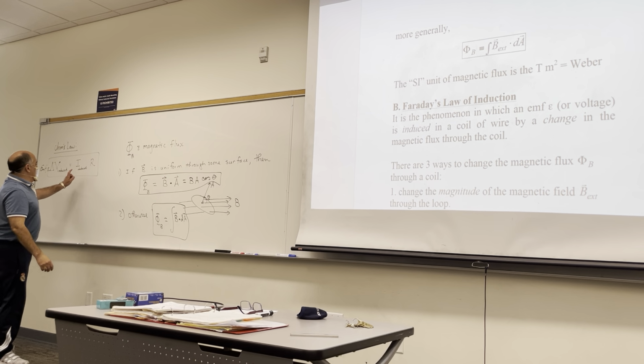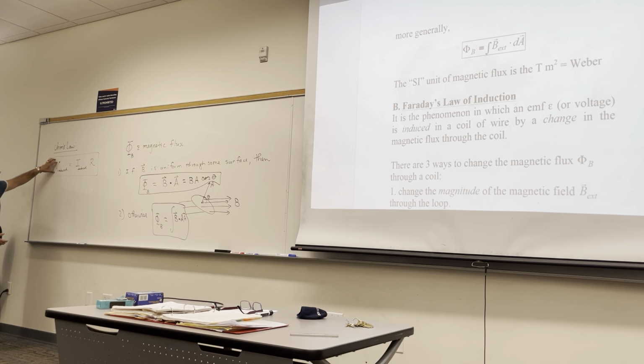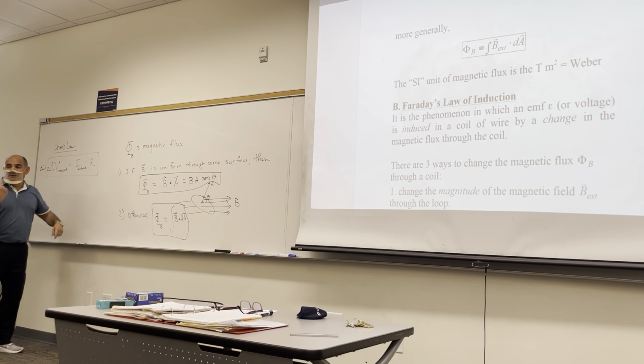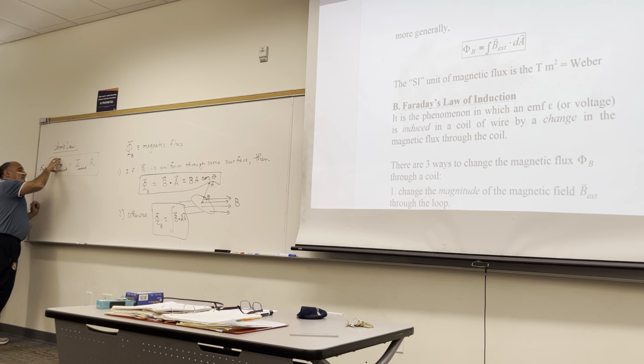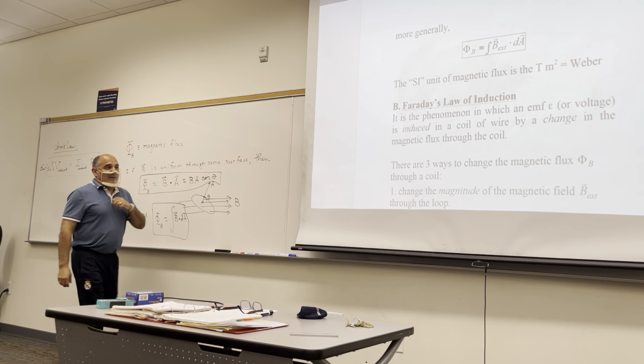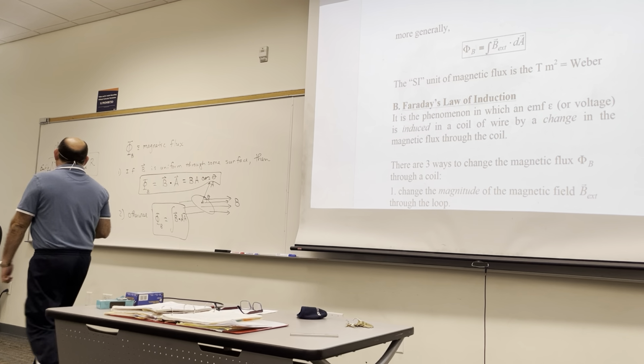So if you want to know what the induced current is in a loop induced by a changing magnetic flux, it will be equal to the voltage that's induced divided by the resistance of the loop. The question is, how can we write this induced EMF? And that is what Faraday contributed.